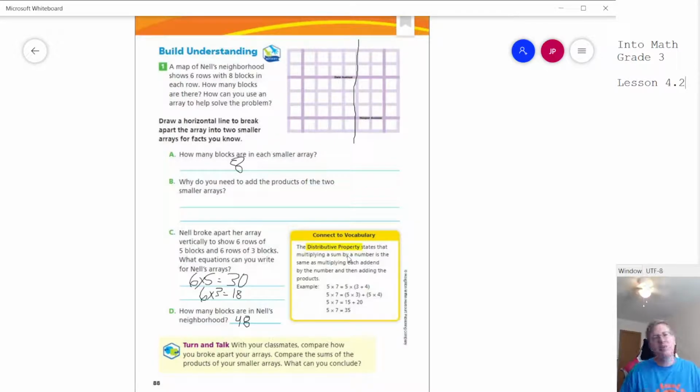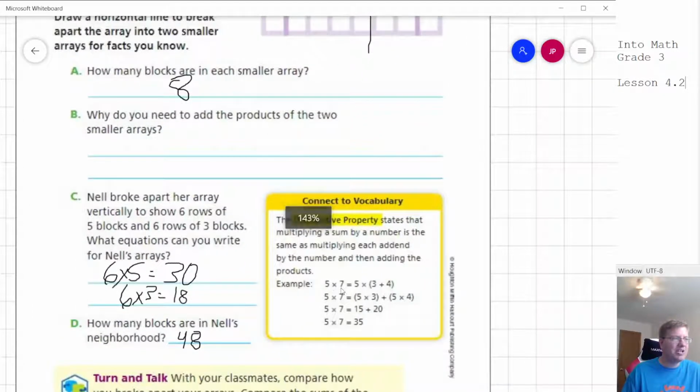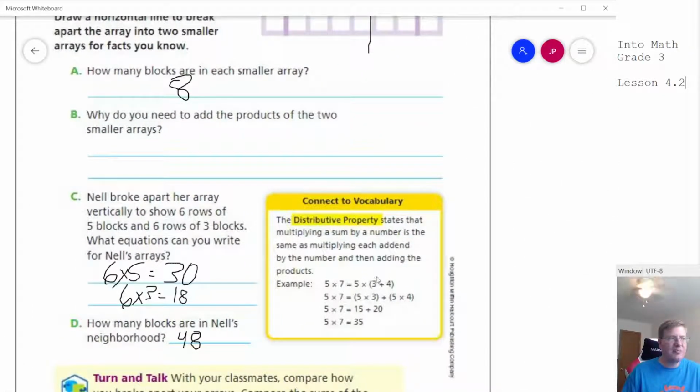So our big vocab thing that we're working on for this lesson is the distributive property, which states that multiplying a sum by a number is the same as multiplying each addend by the number and then adding the products. So our example for 5 times 7, we're going to split that 7 apart into 3 plus 4. For this one, we would take our 8 and split it into 5 plus 3, for instance. We will eventually, as we do more practice, be able to do all of these steps, but this is kind of the introduction to that.